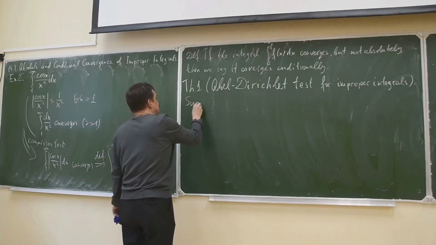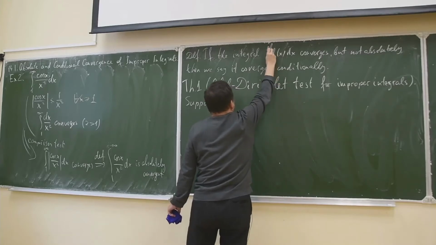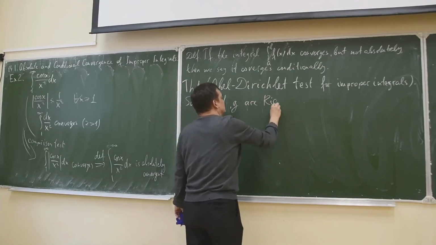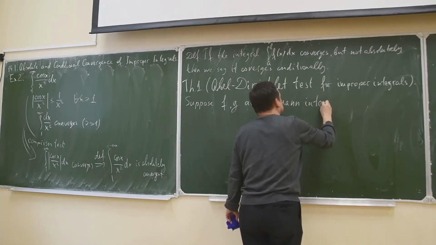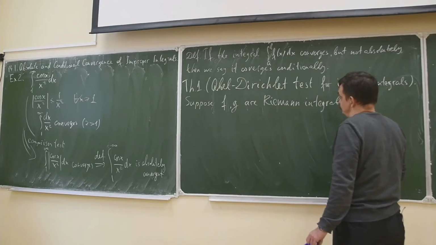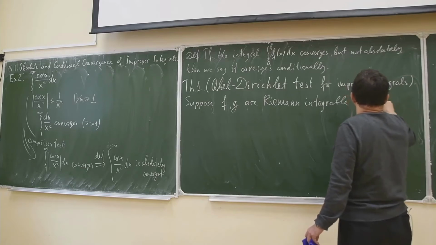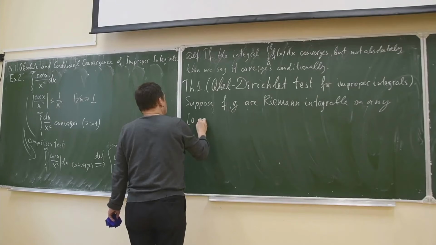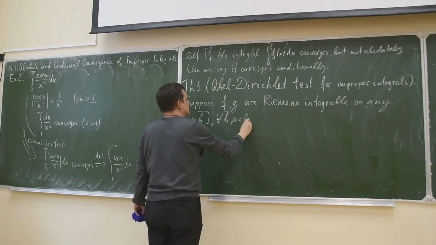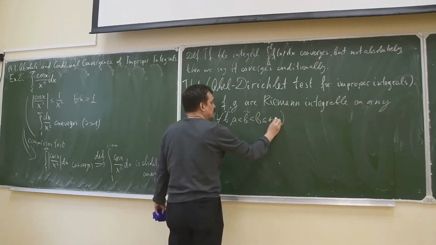So suppose, I mean, particular in the sense that we have a singularity near b. Suppose f, g are Riemann integrable. In fact, I can suppose it only for f, it doesn't matter. On any [a, b tilde], so for arbitrary b tilde, a less than b tilde less than b, where b can be plus infinity as well.